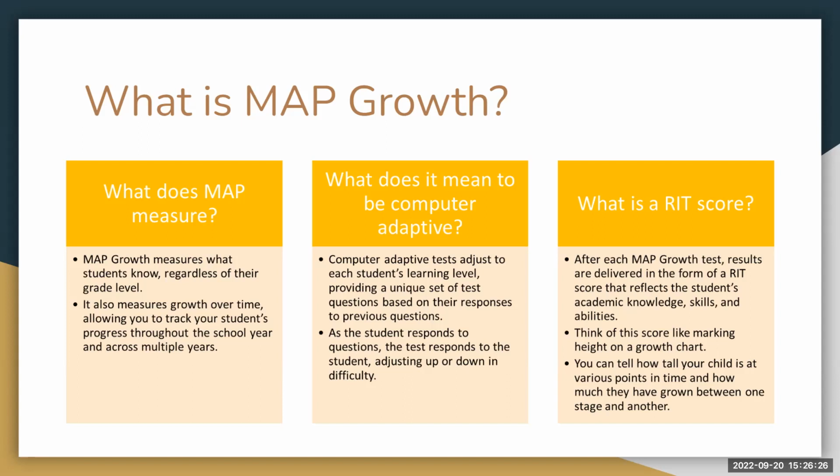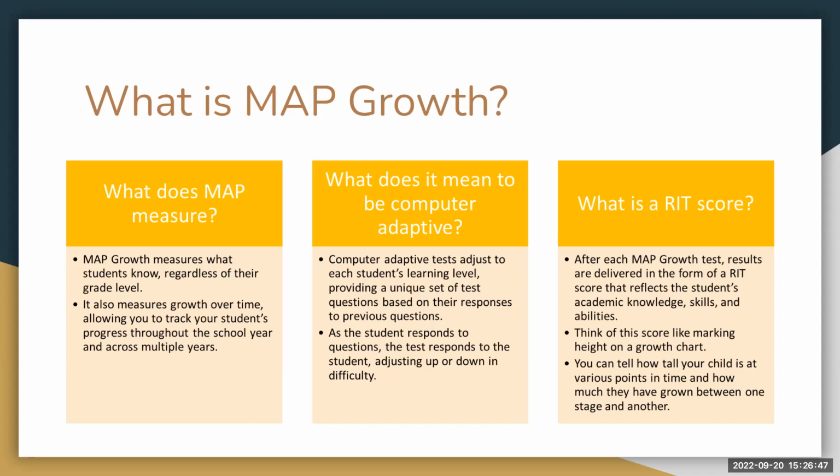The RIT scale is a stable scale, like feet and inches or centimeters. It doesn't change. It accurately measures students' performance regardless of age, grade, or grade level. Like marking height on a growth chart and being able to see how tall a child is at various points in time, you can also see how much growth they have between tests.